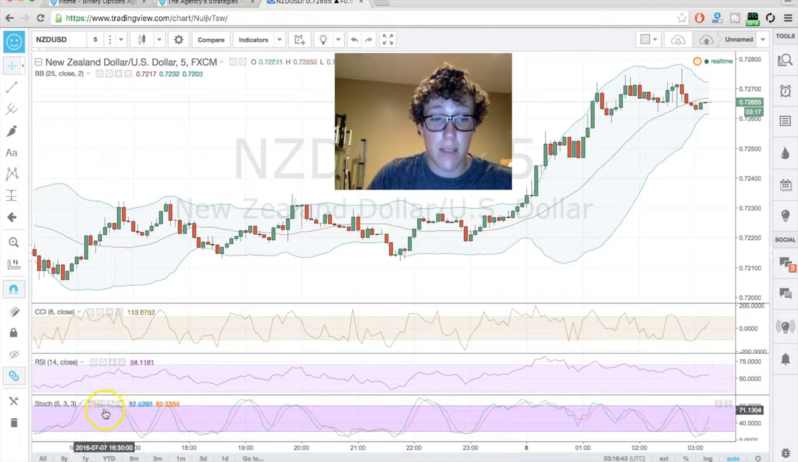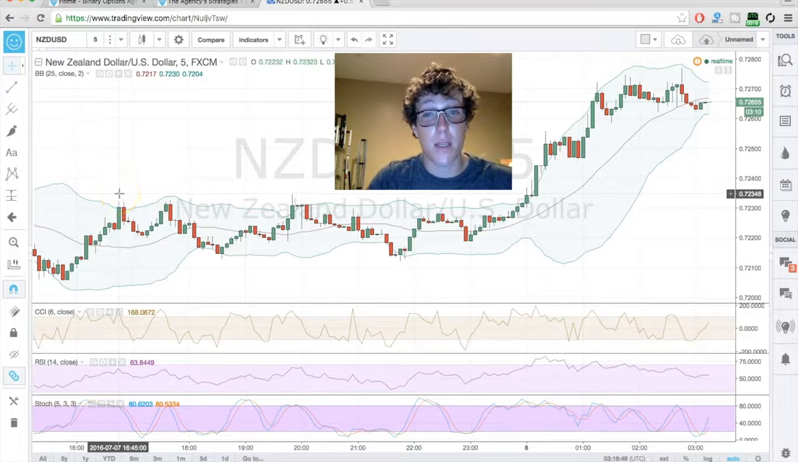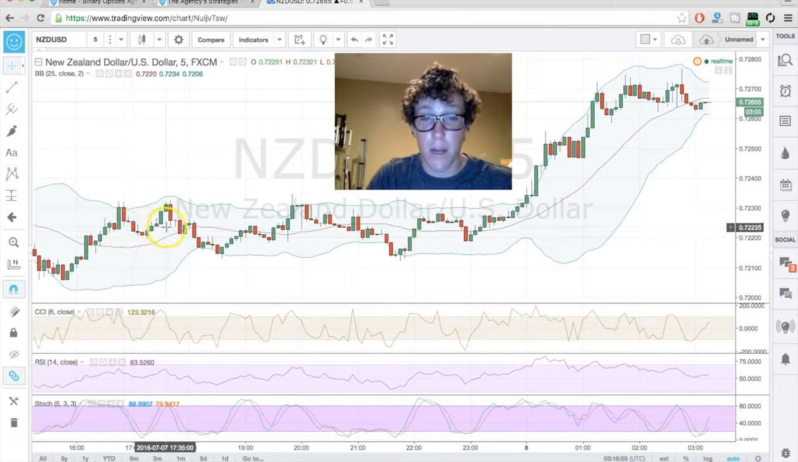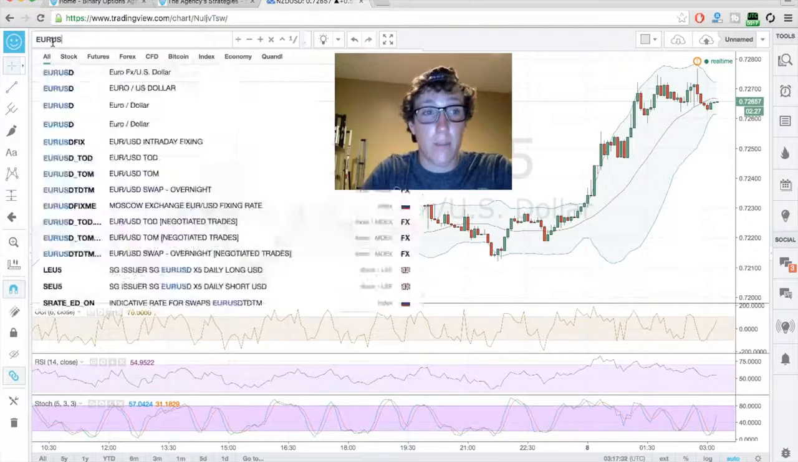And the stochastics here, you can't see because of that, but it is above the 80, so we would have taken a 15-minute put trade because we were going on reversals here. In 15 minutes, 3 red candles, perfect in the money trade. So now let's try to find some more examples here.